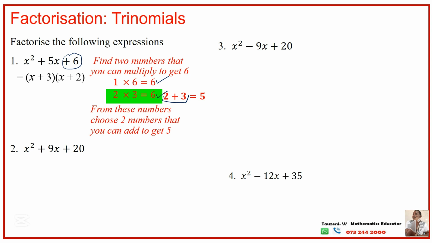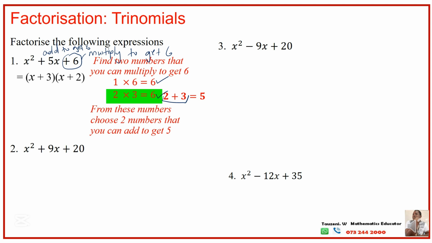So very quickly, the last term is coming from multiplication. What are the two numbers that you can multiply to get the last term? So multiply to get 6. The middle number, you need two numbers that you can add. So you need numbers that you can add to get 5. The numbers are 2 and 3. And you can do a quick check. If you say 3 times 2, you must get 6. 3 plus 2, you must get 5. Then your question is answered.